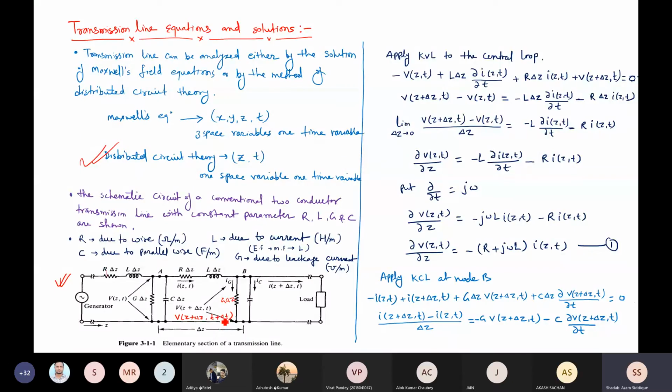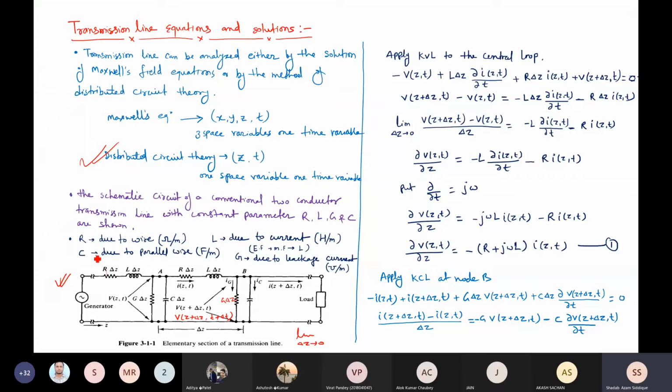If you want to take that, that will be there, but we ignored it because ΔT is a very small value, even though Δz is also a very small value. But for the analysis purpose, we have taken this Δz. But in the later stage, we will apply the limit Δz tends to 0, because Δz is a very small value.